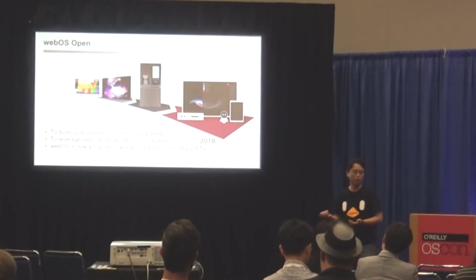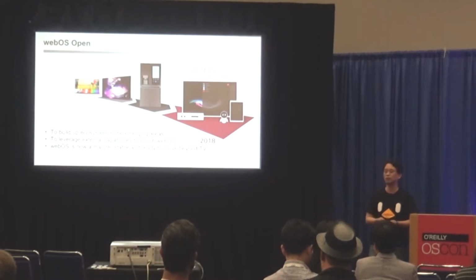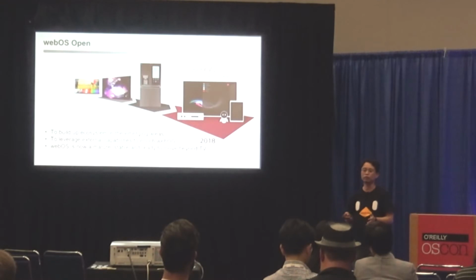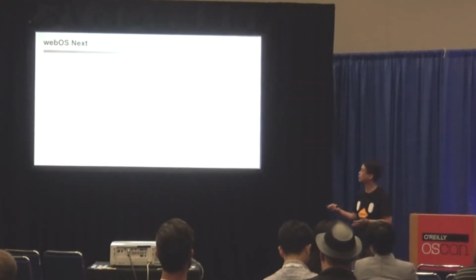And also, webOS is now very mature. Over 4 to 5 years, we enhanced a lot, and it is very stable, and performance is really good. So we think we can go to emerging devices, something like robots.